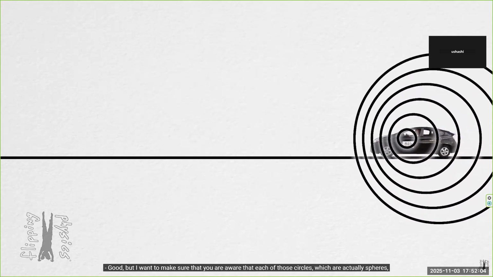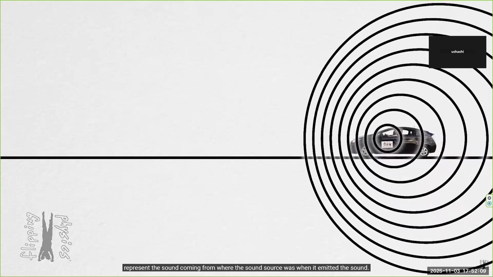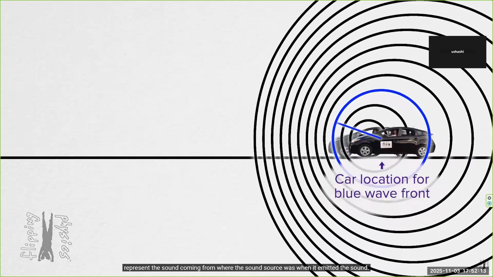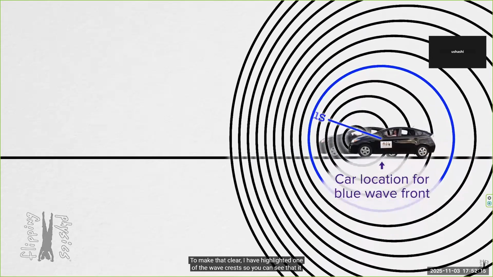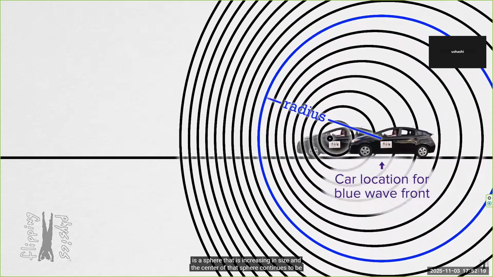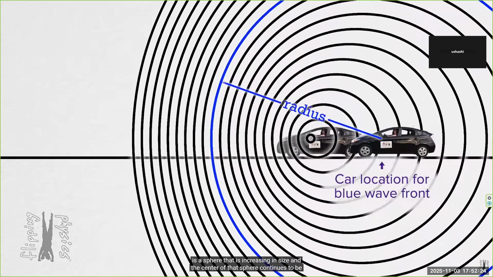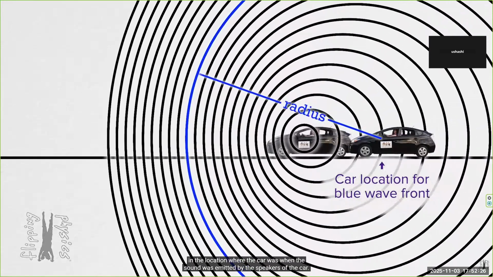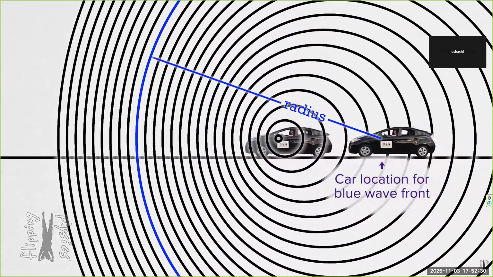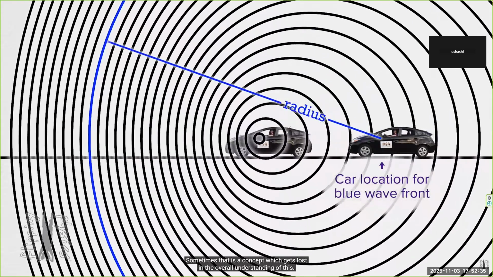Make sure you are aware that each of those circles, which are actually spheres, represent the sound coming from where the sound source was when it emitted the sound. To make that clear, I have highlighted one of the wave crests so you can see that it is a sphere that is increasing in size, and the center of that sphere continues to be in the location where the source was when the sound was emitted. Sometimes that is a concept which gets lost in the overall understanding.